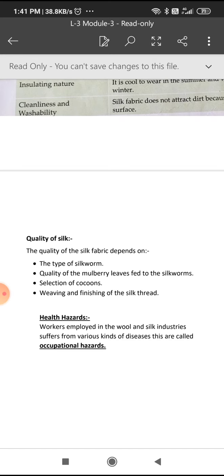Now, while working in the wool industry or in the silk industry, we put the hot cocoons in hot water, and people who are working there touch it, put their hands in the hot water, and inhale the bad smell. In the wool industry, they cut the hair and wash it, so they might get many diseases. So the next topic is health hazards.